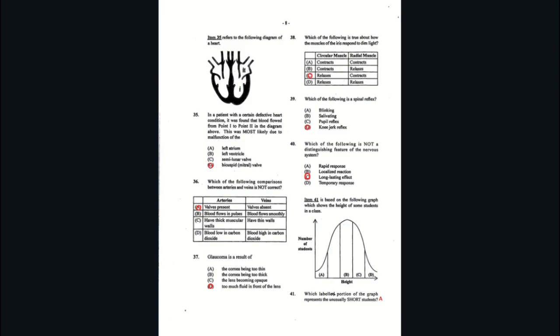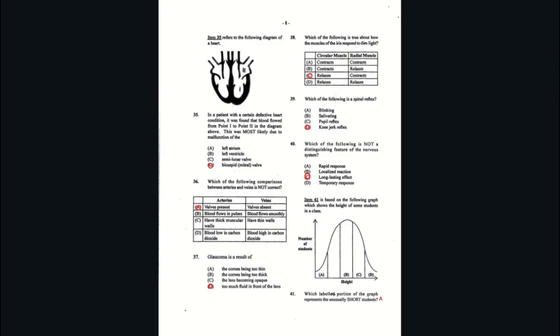Number 37 says glaucoma is a result of D, too much fluid in front of the lens. Then number 38 says, which of the following is true about how the muscles of the iris respond to dim light? The answer is going to be C: circular muscle relaxes and then radial muscle contracts. Number 39. Which of the following is a spinal reflex? The answer is going to be D, the knee jerk reflex.